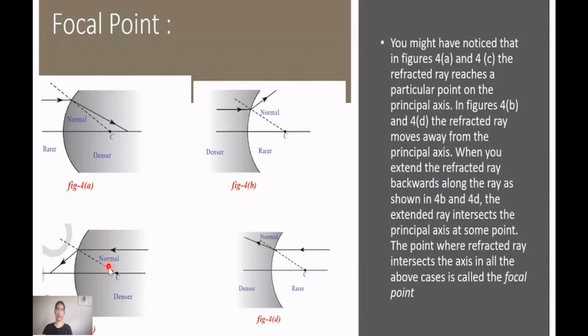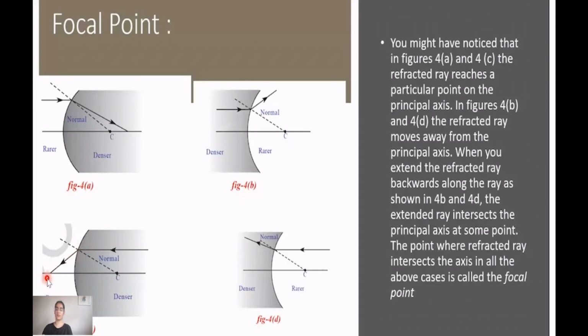In both cases, you see that when light is traveling from a certain medium and is parallel to the principal axis, after refraction it goes and meets the principal axis at a point. In 4C also, the incident light ray is incident on the concave surface, and after refraction, it goes and meets the principal axis at some point.